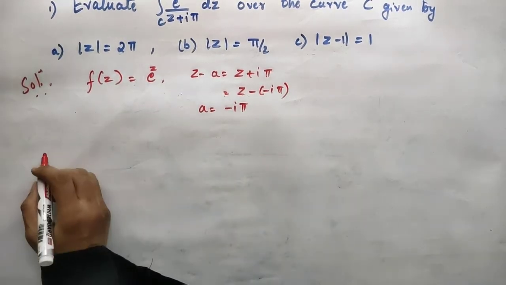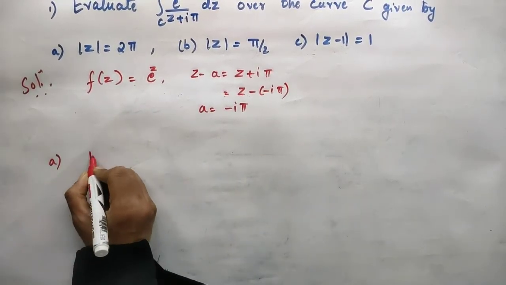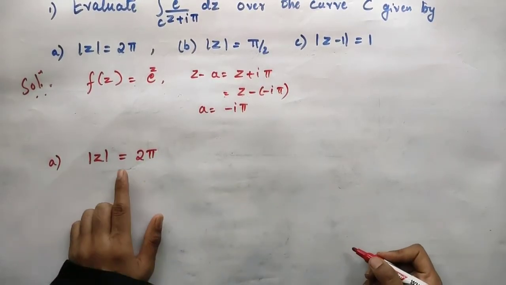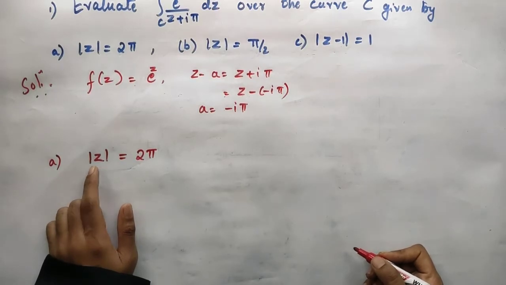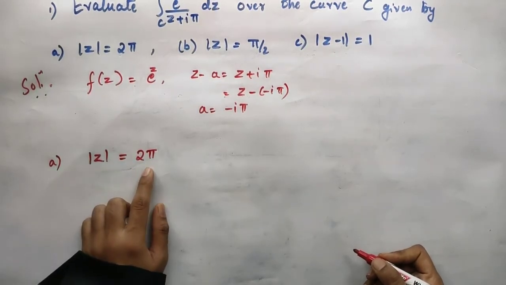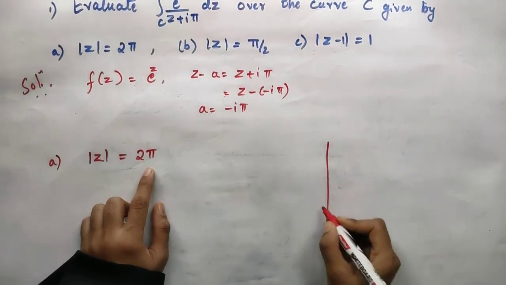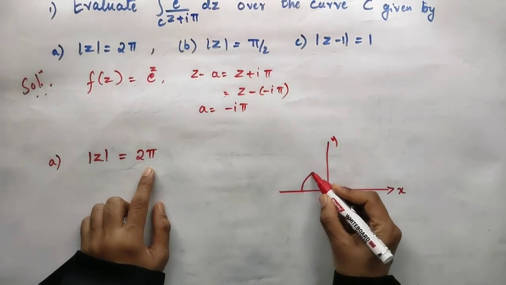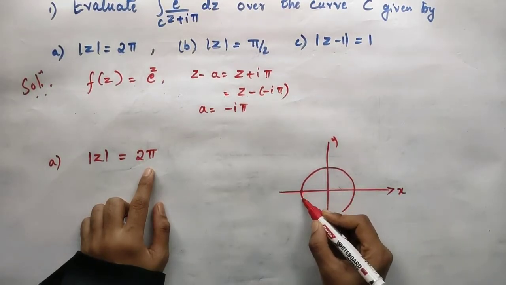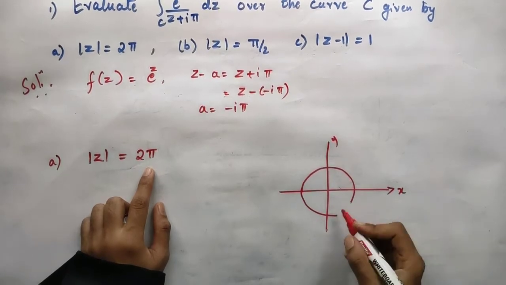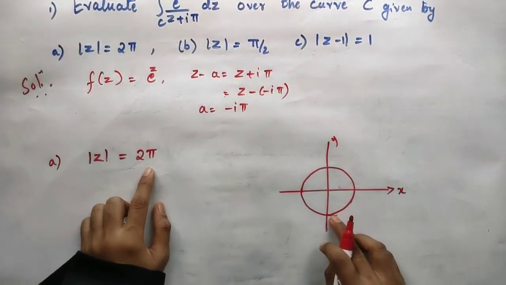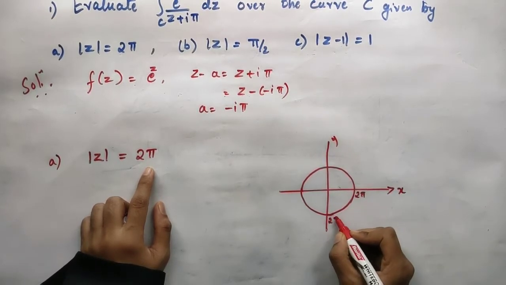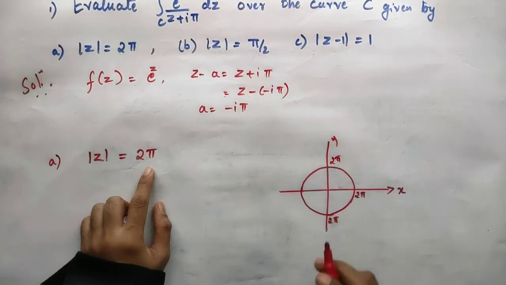Now let us consider the first part. You have mod z is equal to 2 pi. What do you mean by mod z is equal to 2 pi? It represents a circle with center at the origin and radius 2 pi. Look at this, we'll draw the circle now. The center is the origin and the radius is 2 pi. So this is 2 pi, the radius. This will also be 2 pi, this will also be 2 pi, and here also it will be 2 pi.